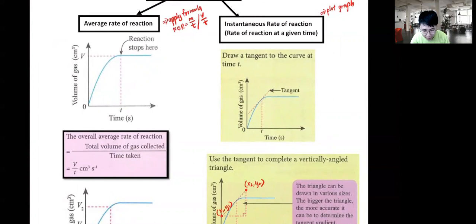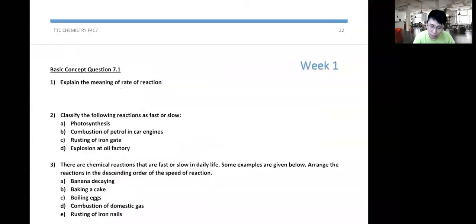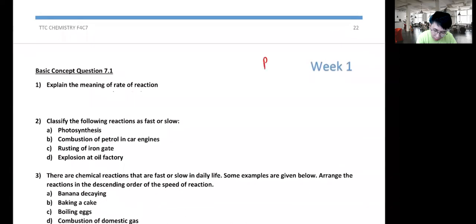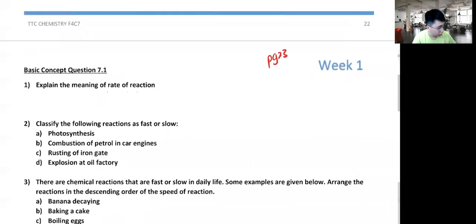So for the exercise, let me look at this. We're going to go to page number 23. Okay, so let me drink some water. You guys just flip to page number 23.